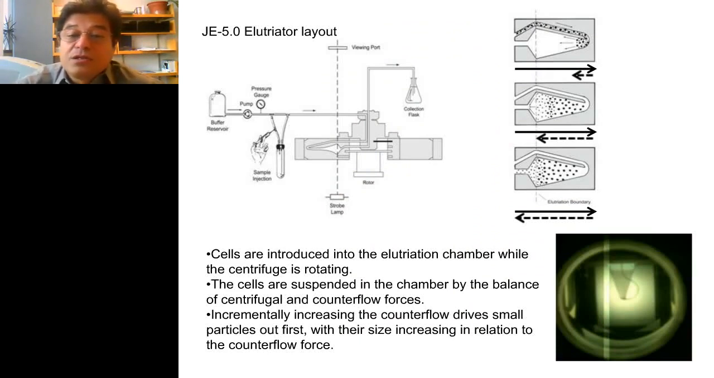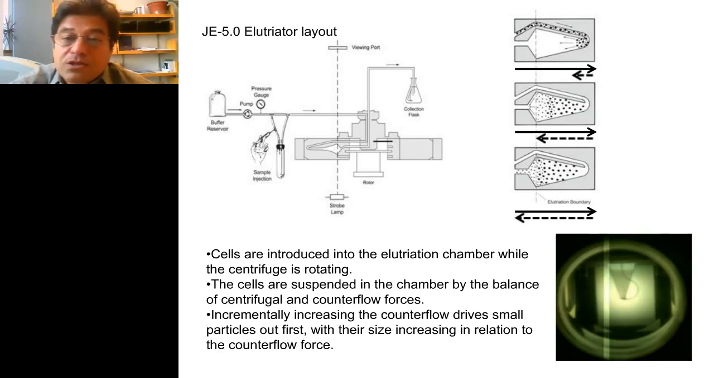This again illustrates the process of introducing material into the elutriation chamber, which is illustrated in the upper illustration here. That would be the loading phase of the elutriation, actually getting the cells into the chamber, and this is done while it's spinning. The cells are loaded at a flow rate that will not oppose the centrifugal force significantly.